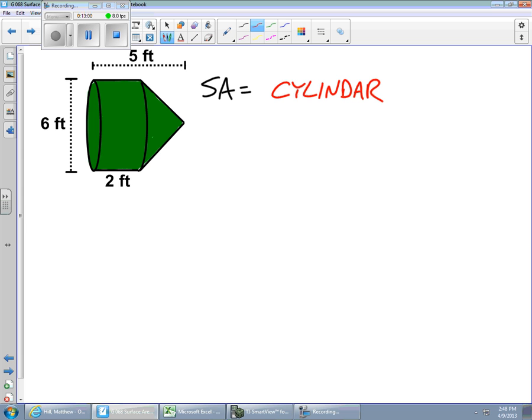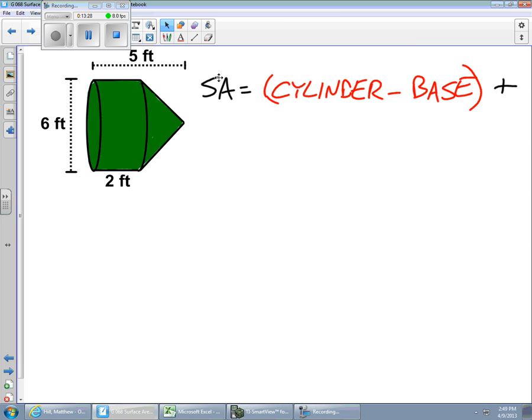Okay, cylinder. Is it an entire cylinder? It is not. Okay, so what are we going to have to do to it? Yeah, we're going to have to take a base away from it, and possibly spell the word cylinder correctly would be nice as well. Okay, it's a cylinder, but it's not an entire cylinder. It is missing one of its bases by the fact that the cone is covering it up. Okay, so cylinder minus base and cone.